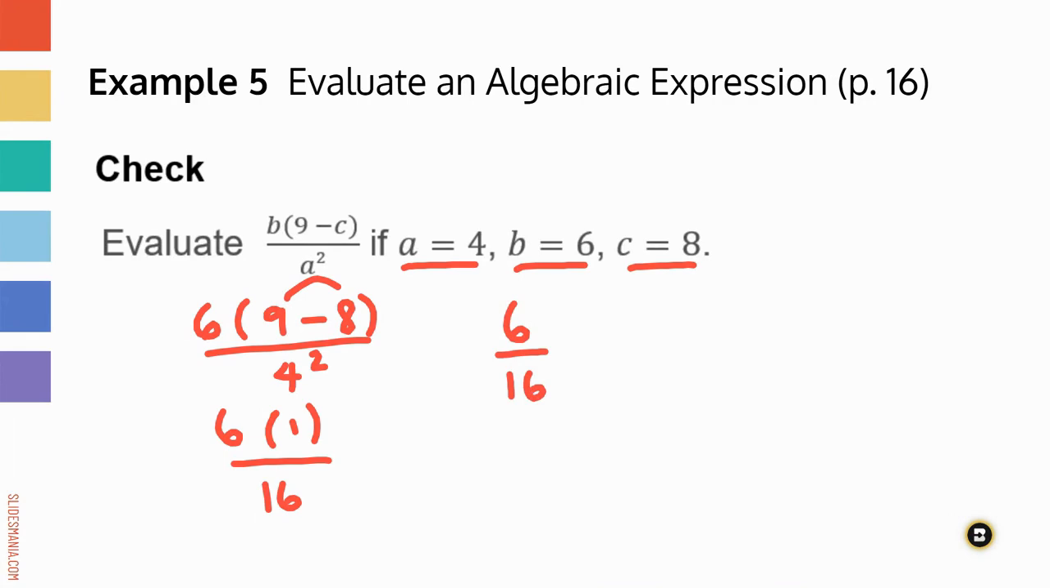And then we can reduce that. You can use a calculator to reduce. So we can divide both of these by 2. 6 divided by 2 is 3. 16 divided by 2 is 8. So 3 over 8 is my simplified answer.